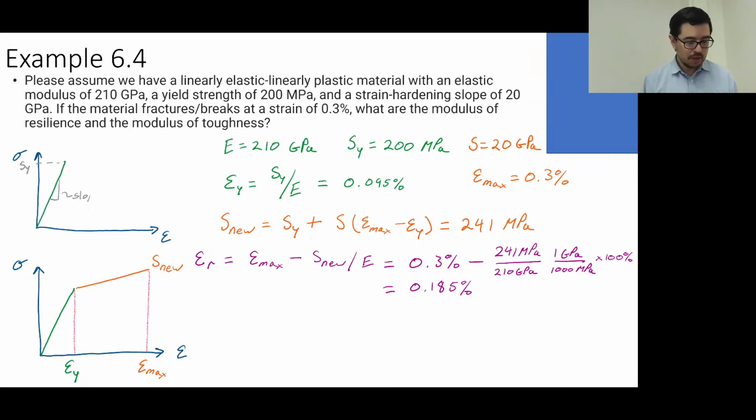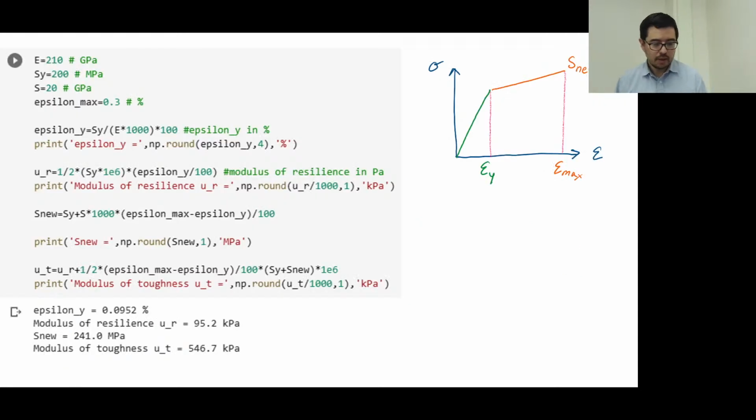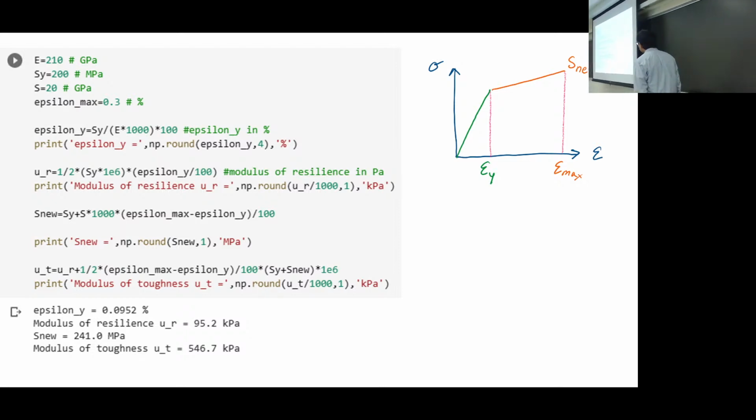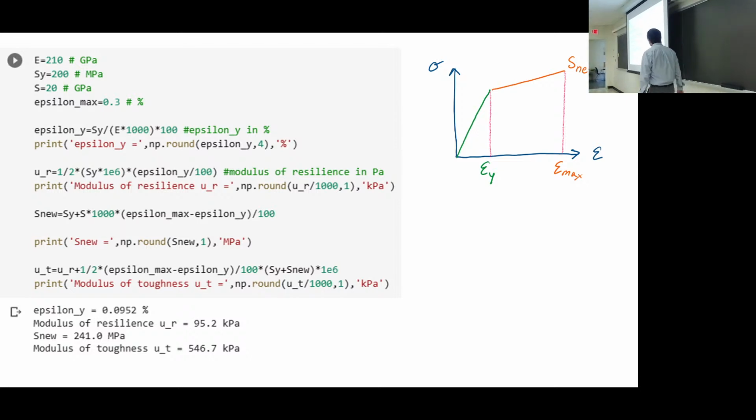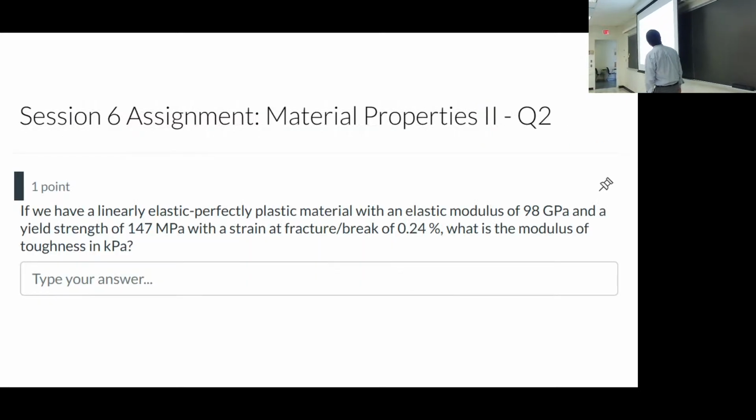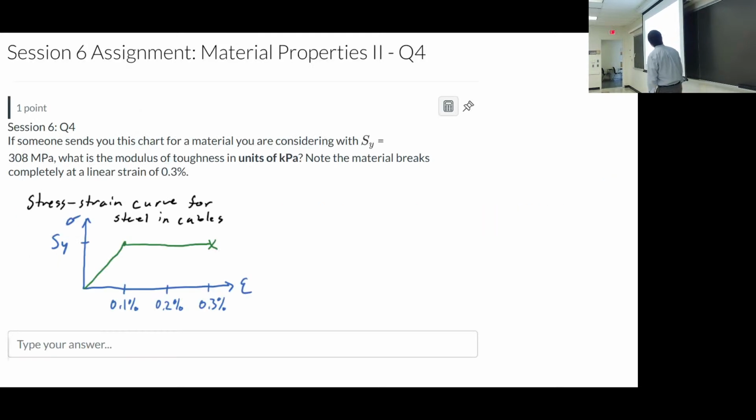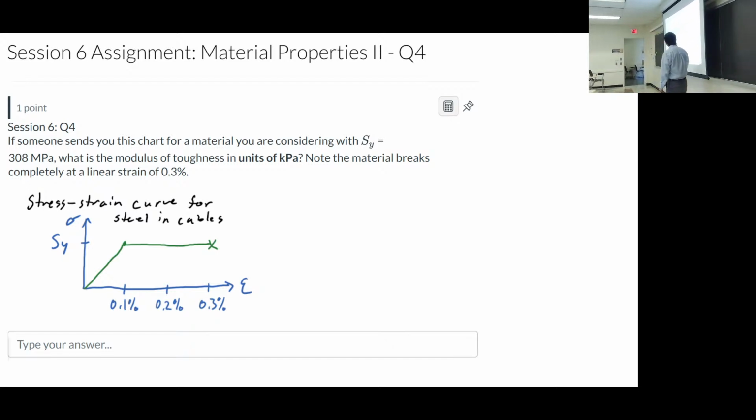You want to be able to calculate the modulus of resilience and the modulus of toughness. And there's code if you want it, available for this homework, straight from a Colab in your home. So, modulus of toughness, and let's see. If you're given this chart, this one's pretty simple.